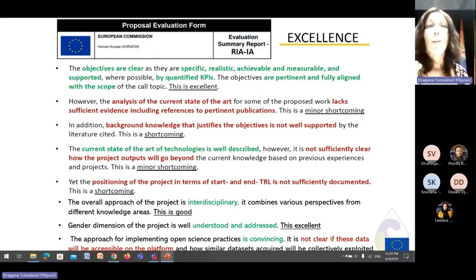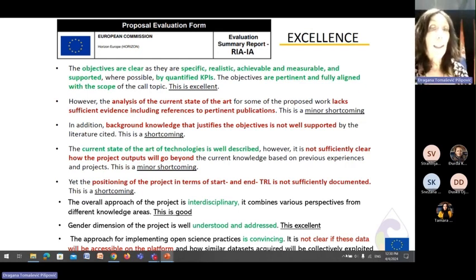So what did they like? They liked the objectives being clear, specific, realistic, achievable, and measurable, right? And also that there were indicators that gave a kind of reassurance that at the end of the project, there is a measure to quantify how much your impact has contributed to society.